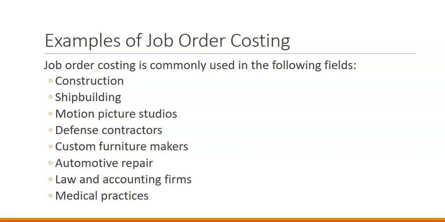Let's look at what job order costing looks like in some of these fields, starting with construction. In construction, each construction project is a job, and the company keeps track of each job's costs separately. In a motion picture studio, each movie is a job, and we apply costs only to that movie. We want to know exactly how much that movie costs. We don't say, well, we made 15 movies this year and this was our total cost, so we're just going to average it across all movies. We want to be able to know very specifically how much each item costs.